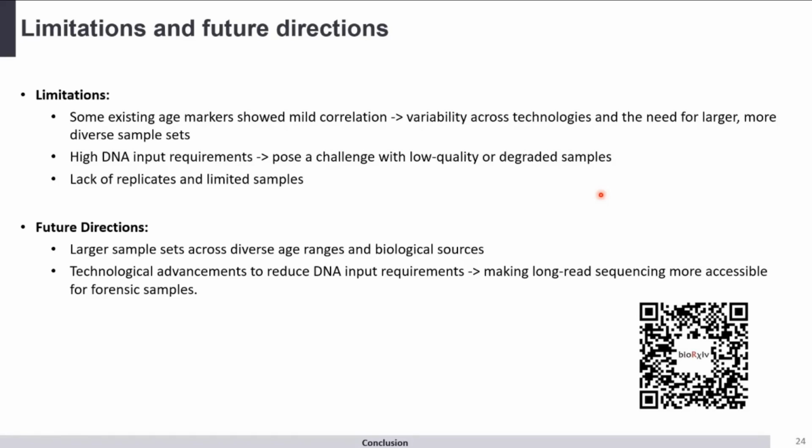As for future directions, we will require larger, independent sample sets that span a broad spectrum of age ranges and biological sources. This will assist in improving the statistical power of the tested markers. In tandem, we anticipate advancements that lower the DNA input requirement for nanopore sequencing. This will make genomic sequencing more feasible for forensic samples.